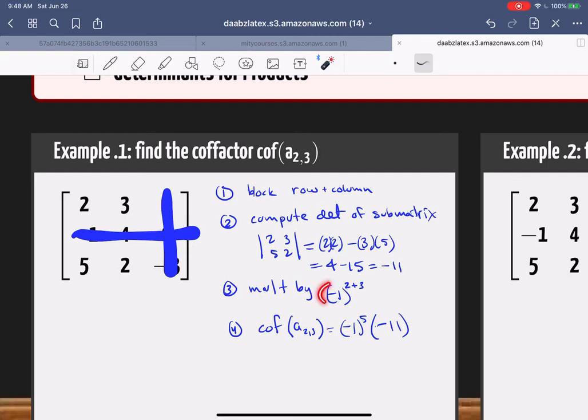We're multiplying that special sign, whether it's positive or negative, times the previously computed determinant of the submatrix. Grand total here is going to be 11. And that's how we compute the cofactor of any one of the entries on our matrix here. Okay?